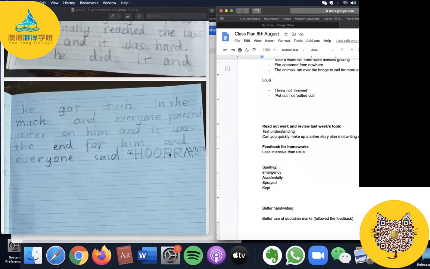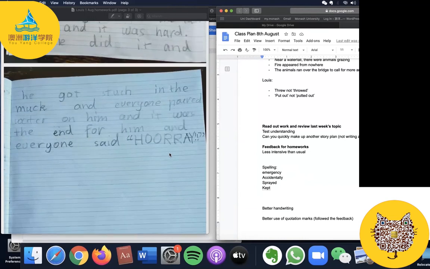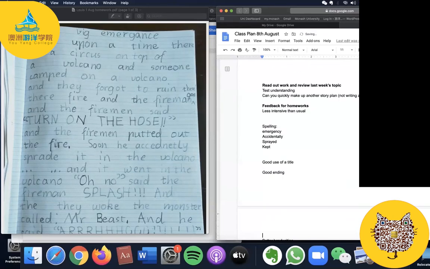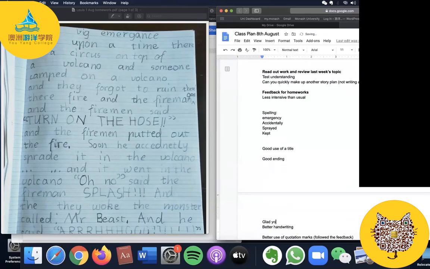And he got stuck in the muck, and everyone poured water on him, and it was the end for him, and everyone said hooray. Okay, I like your ending. Okay, good use of a title. Ending. Okay, as for your sentences, glad you made longer sentences. But the thing is, Lewis, amazing you use longer sentences. You followed my feedback. Thank you.